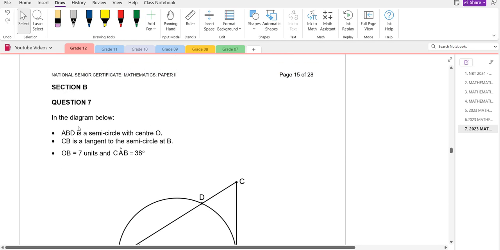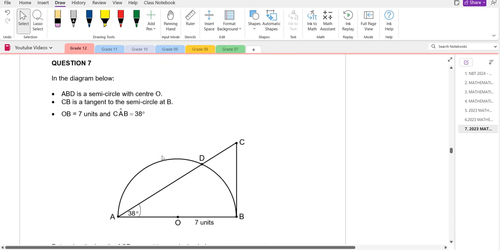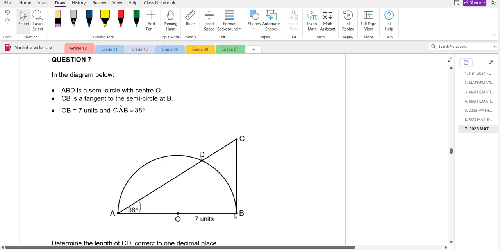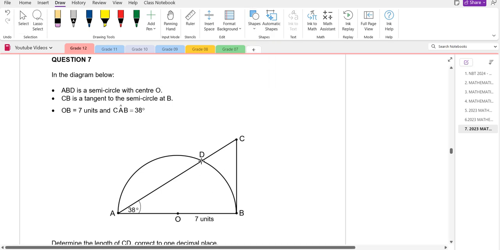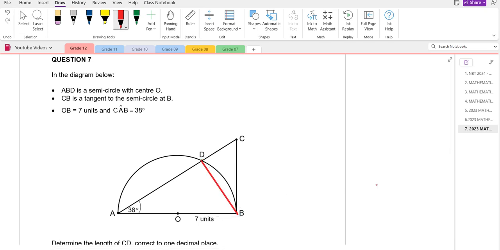In the diagram below, ABD is a semicircle with center O. Nice question. BC is a tangent to the semicircle at B. Now because it's a semicircle, make sure you draw this line, very important. Construct line BD. Why do we construct that line? So that we get angles in a semicircle. So we can say D1 and D2 are 90 degrees.